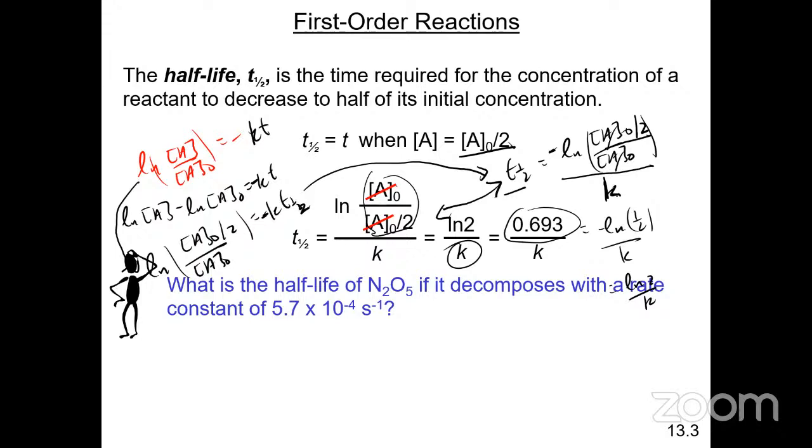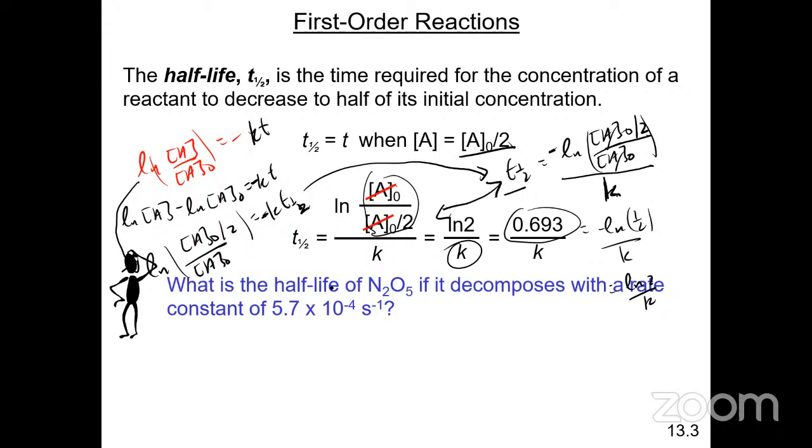So here is a question based on what we just looked at. It says, what is the half-life of N2O5 if it decomposes with a rate constant of 5.7 times 10 to the minus 4 seconds to the minus 1? One of the things you have to pay attention to when doing these questions is to ask yourself, what type of reaction is it? The question didn't directly tell you whether it's zero, first, or second order, but you can tell what order it is.